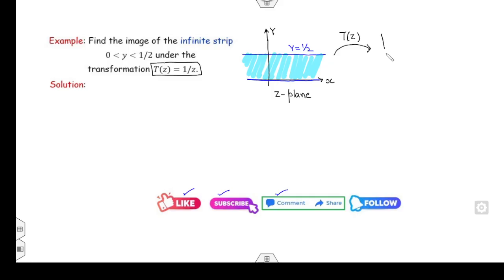Now your target is to transform them by using the non-linear transformation T of z is 1 over z. So this is my u, this is my v, and this is my w plane. Your target is to find what the region could be, whether it's a line, a circle, a triangle, and so on. Now, y lies between 0 and 1/2, so your first target is to find the value of y.